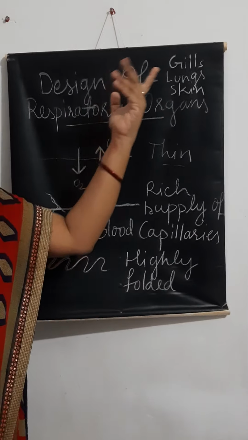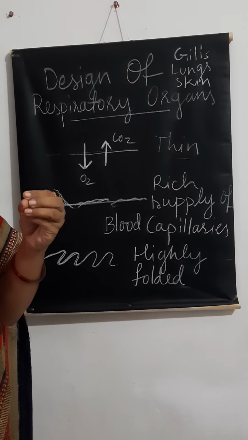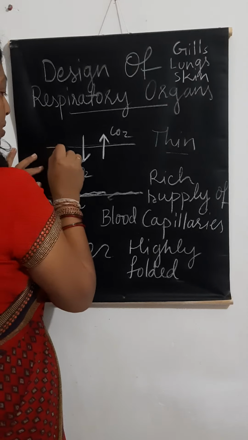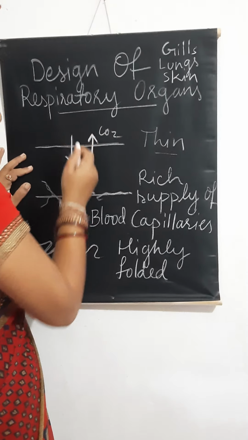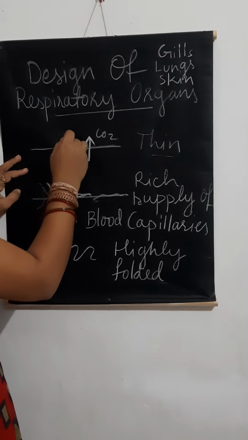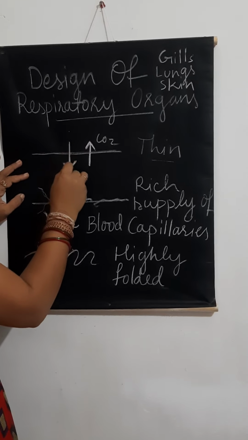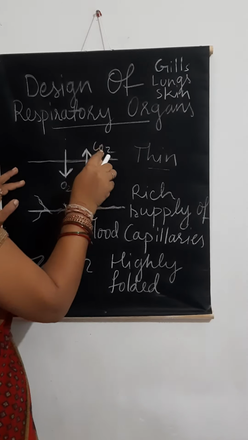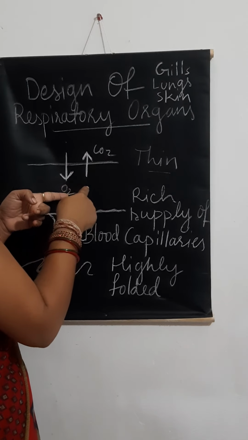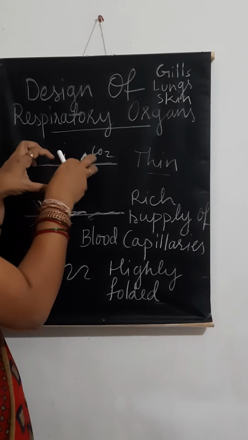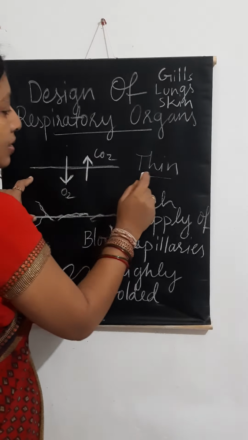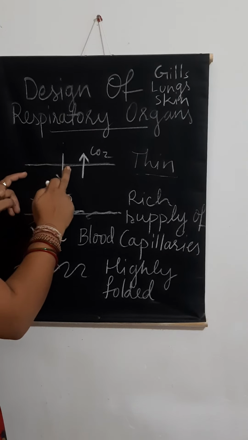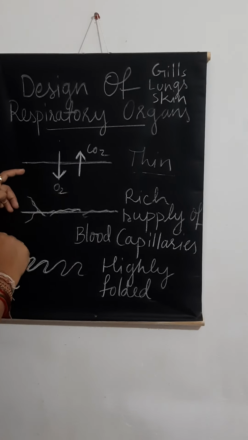But whether it is gills or lungs or skin, they all have three things in common. What is that? The surface of these organs where exchange of gases occurs. Exchange of gases means from the environment, oxygen will be taken inside. Carbon dioxide will be given outside. So wherever this exchange of gases occurs inside that organ, that surface area will be very thin. Why should it be thin? Then only faster exchange can occur.